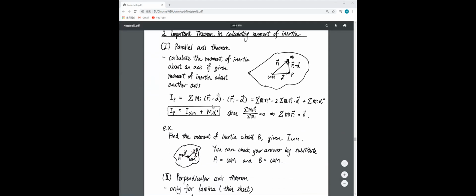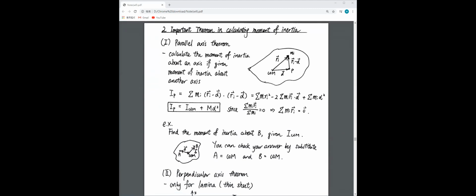So then let's have a look at two very important theorems. One is the parallel axis theorem. This theorem can help you to calculate the moment of inertia about an axis if the moment of inertia about another axis is given, or you know how to calculate it. You may ignore the proof here, but you can have a look first.